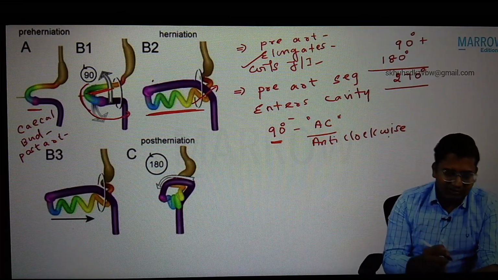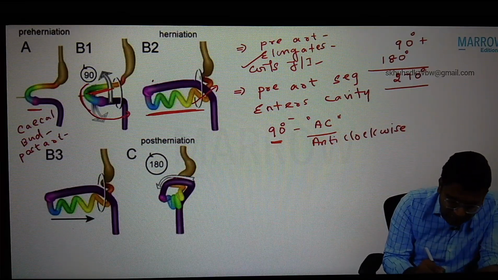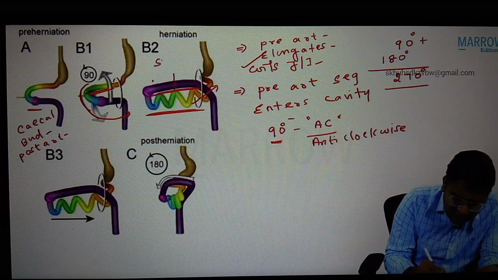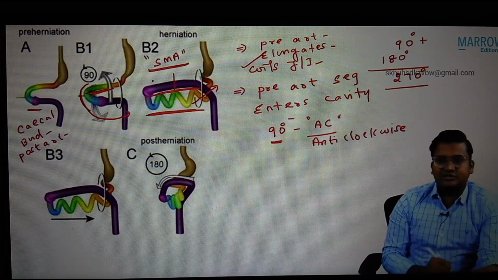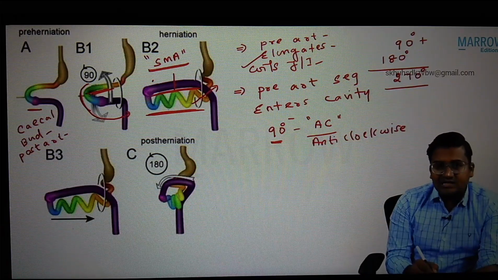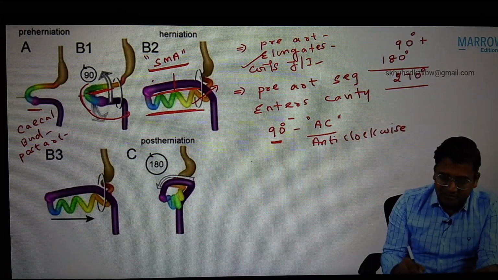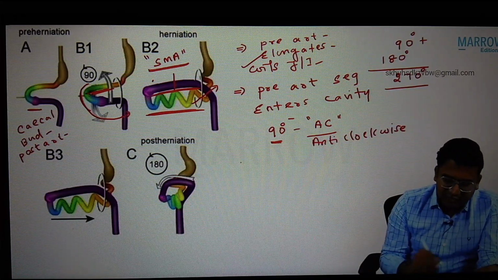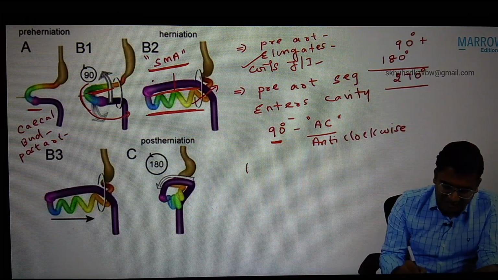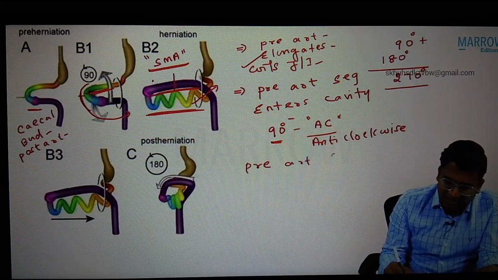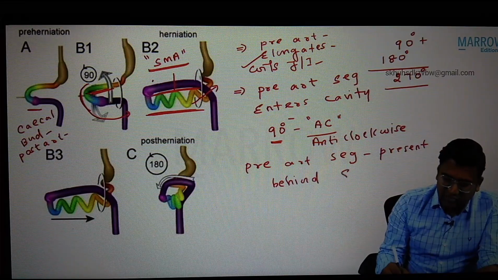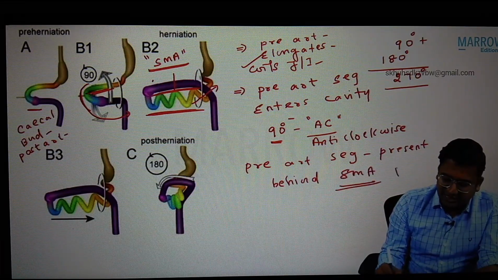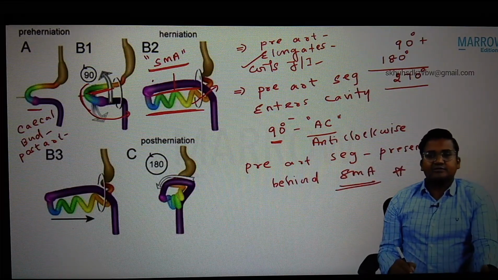Now what is happening because of that? Now the artery will be here. This is our superior mesenteric artery. I told you superior mesenteric artery is the axis for this rotation. Now the pre-arterial segment is present below the superior mesenteric artery. So after this rotation, the pre-arterial segment is present behind the superior mesenteric artery. Very, very important point.